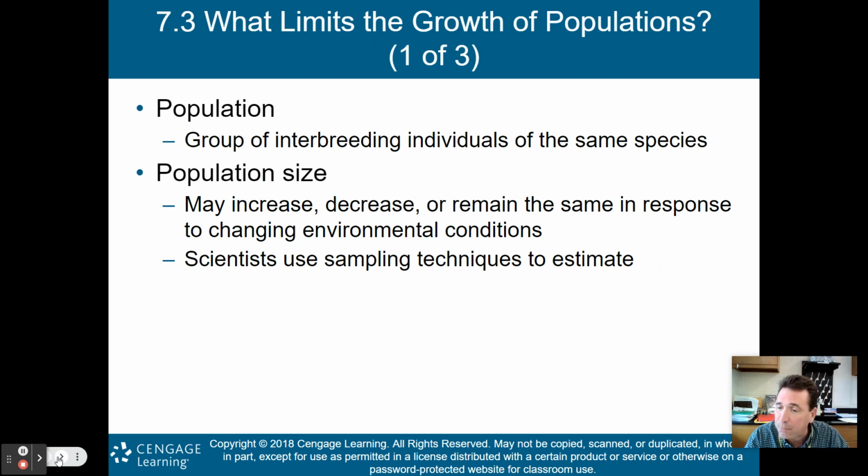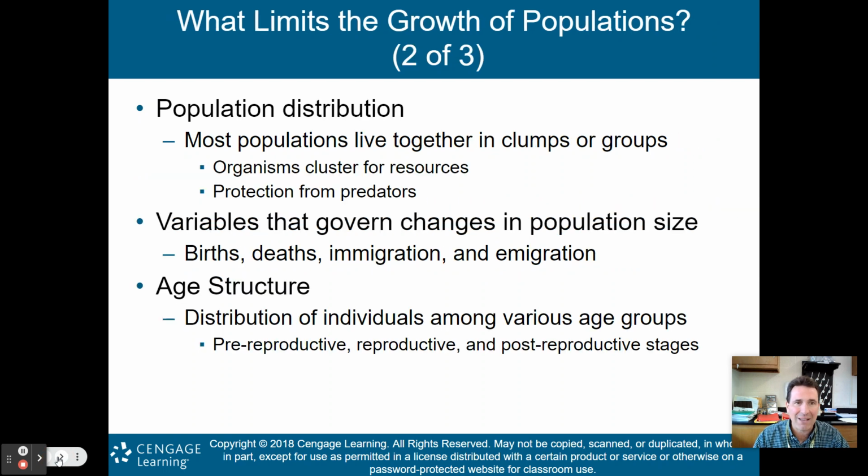Now our final part of chapter 7 is to talk about population control. So what limits the growth of populations? Well, what is a population? A population is a group of interbreeding individuals of the same species. Population size may increase, decrease, or remain the same in response to changing environmental conditions. And scientists will use sampling techniques to estimate the population of a certain organism or species.